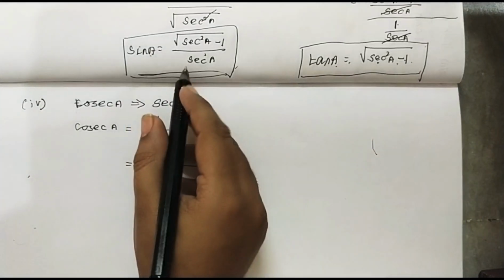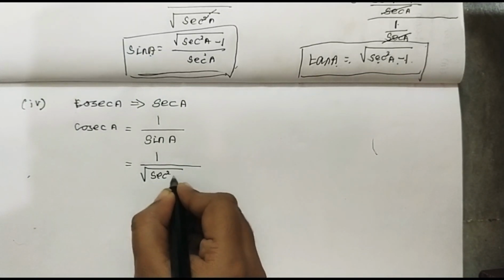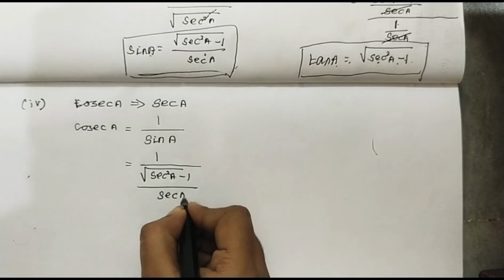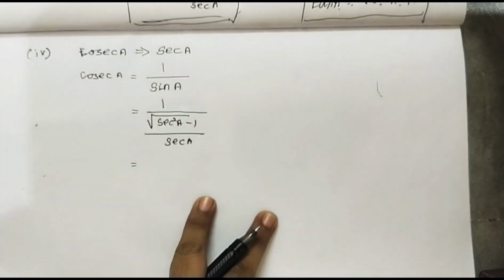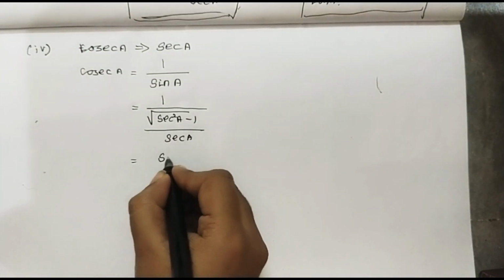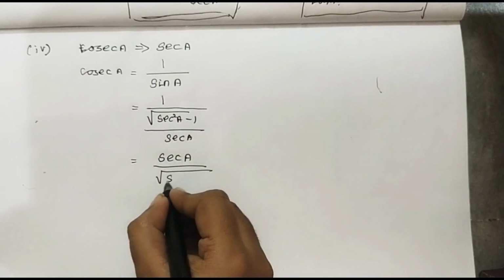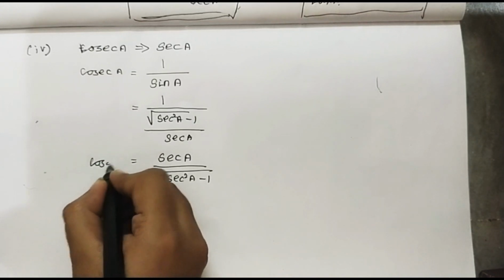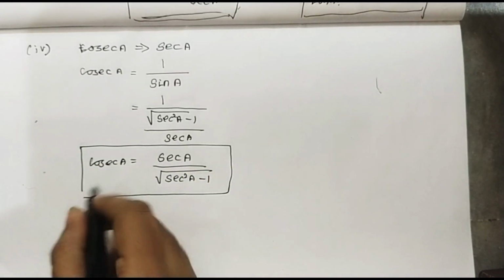Instead of sin A we can write this answer: square root of secant squared A minus 1, the denominator secant A. So the fraction we can take as a reciprocal. If you take the reciprocal, you will get secant A divided by square root of secant squared A minus 1. So cosecant A we have written in terms of secant A.